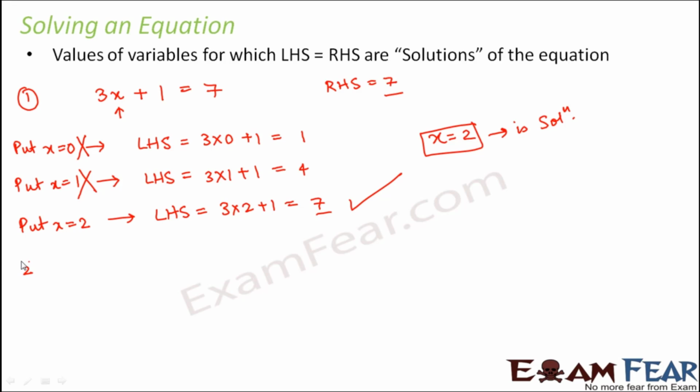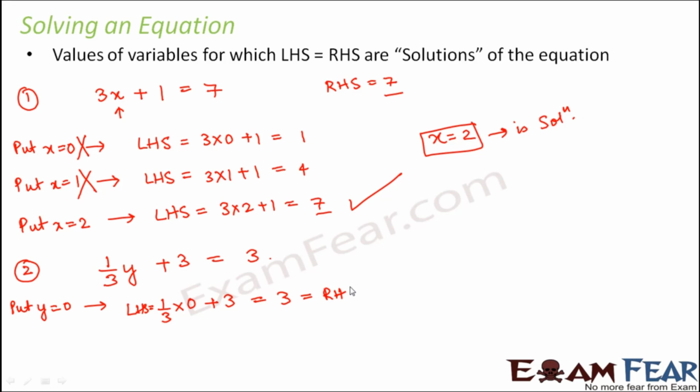Let us take one more example. Let's say now we take a different type of equation. Let's say 1 by 3 y plus 3 is equal to 3. In this case, let's try with y is equal to 0. When you put y is equal to 0, LHS is equal to 1 by 3 into 0 plus 3, which is equal to 3. So this 3 is equal to RHS. So LHS is equal to RHS. Therefore, y is equal to 0 is the solution for this equation.